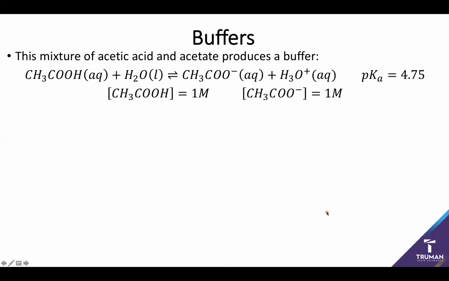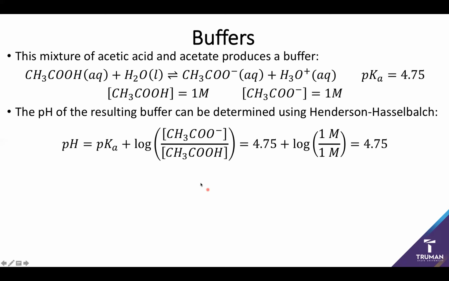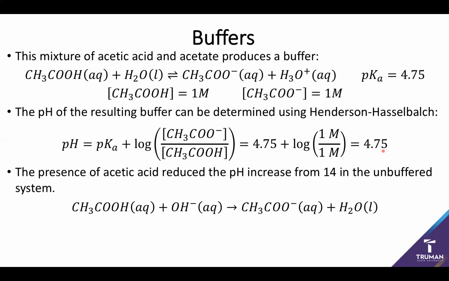I can use Henderson-Hasselbalch. So I'm going to pull out Henderson-Hasselbalch. I know the pKa for acetic acid. I know that I've got both 1 molar in my acid and its conjugate base, which, ta-da, means that my pH is equal to my pKa. So by adding 1 mole of sodium hydroxide, I changed the pH to about 4.75, as opposed to 14 for water.